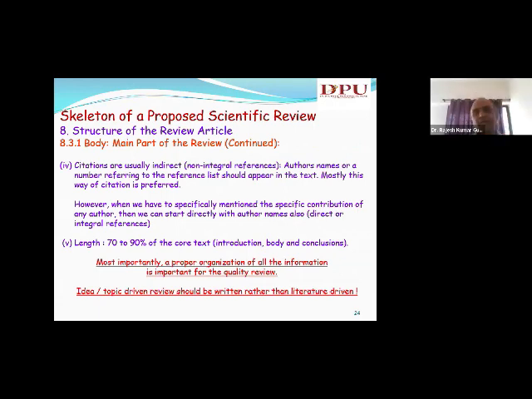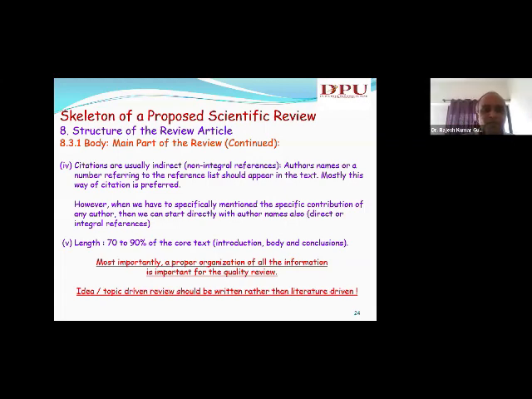So citations are usually indirect, that is, non-integral references. Author's names or a number referring to the reference list should appear in the text, like one, or something like Sharma et al. This is common practice, and most biology journals do that. Citation is preferred. However, when we have to specifically mention the contribution of an author, then we can also start directly with the author's name, like Nilesh K. Sharma et al. studied this. We can start like that also.